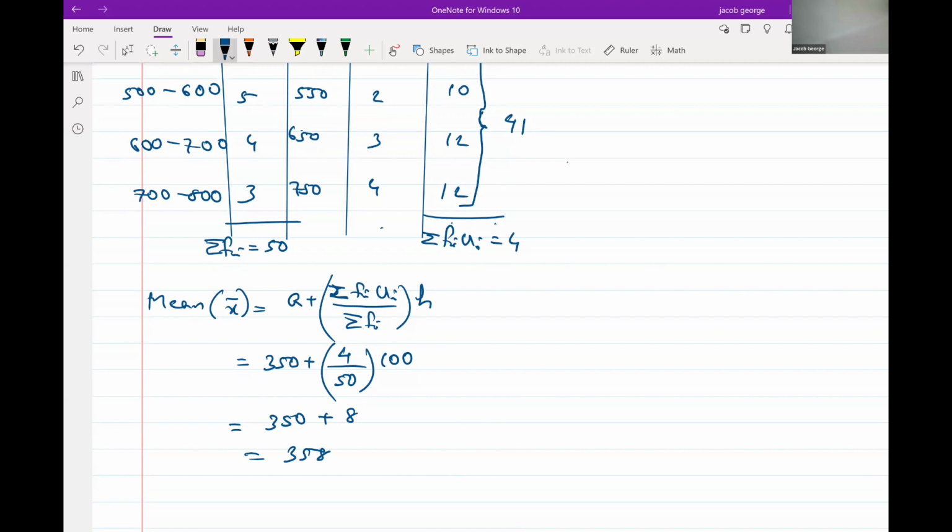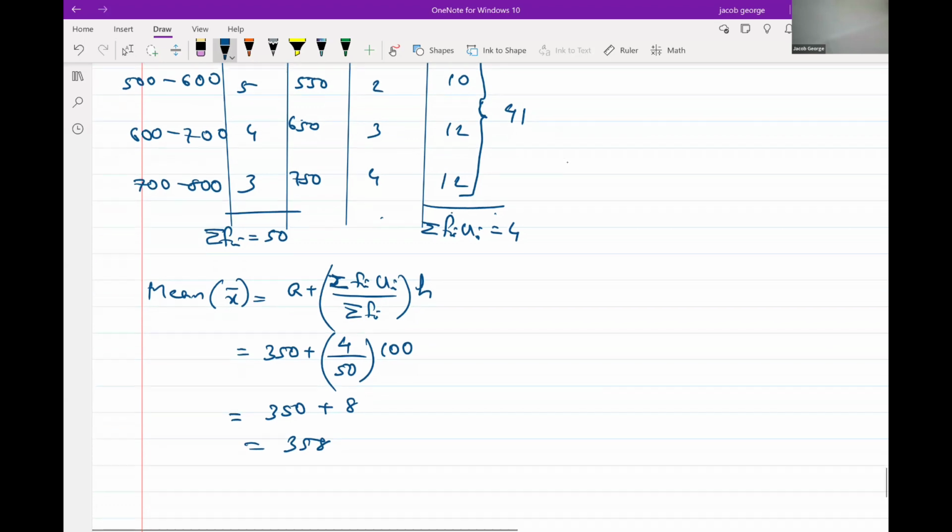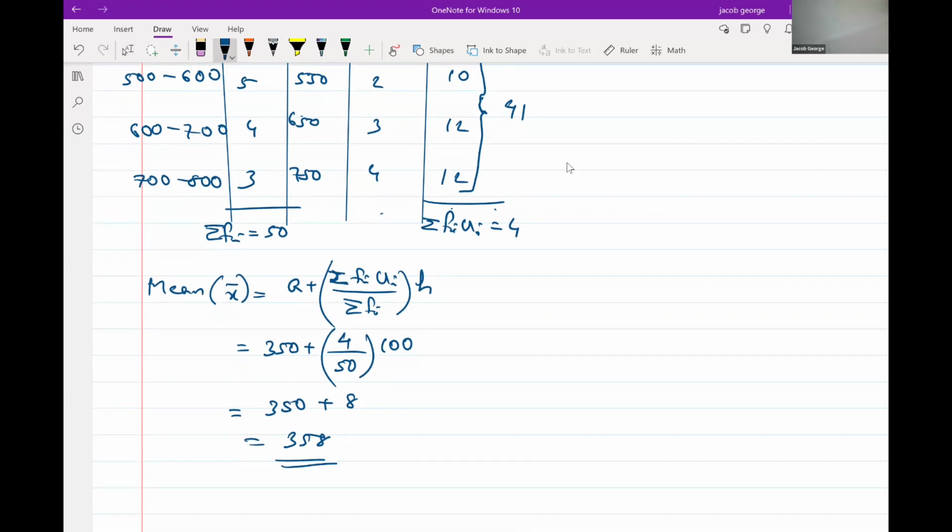18 we get 4 by 50 into 100, right? So 50 and 100 we cut 2. 4 2s are 8, is it? 358. So mean x bar is 358. Done till here. Mean x bar is 358.